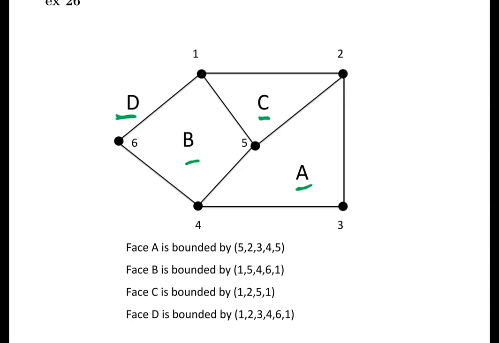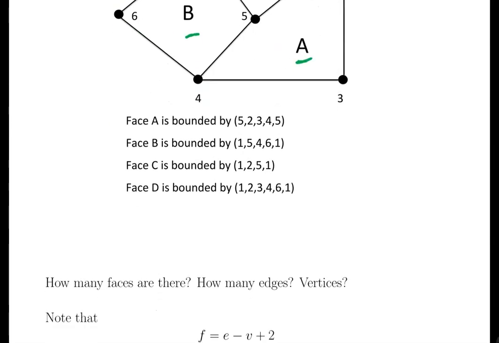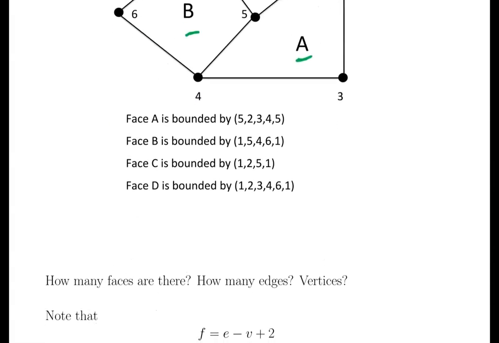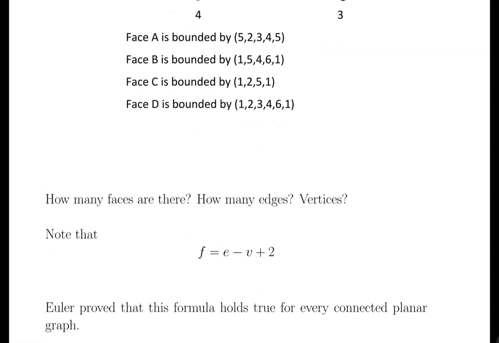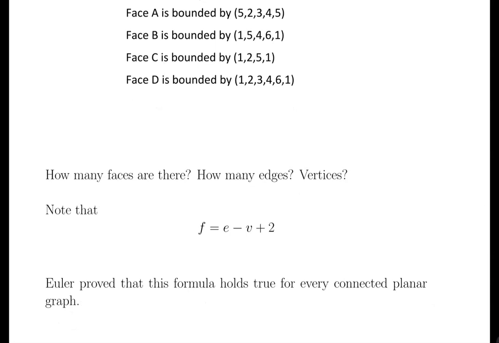Okay. Now it turns out in this particular example that the faces is equal to the edges minus the vertices plus 2. Right? That's not a coincidence. Actually, Euler proved that this holds true for every connected planar graph. That relationship is true.